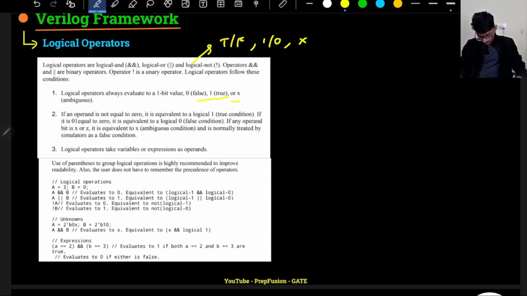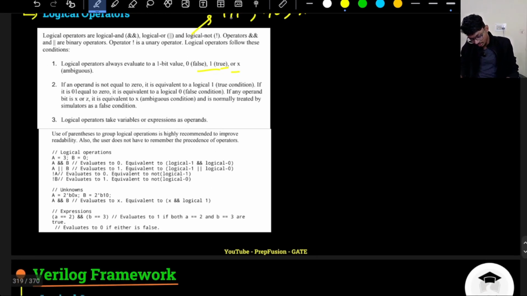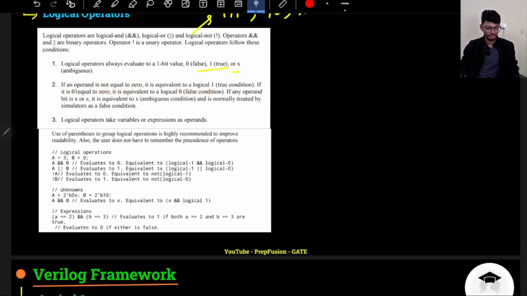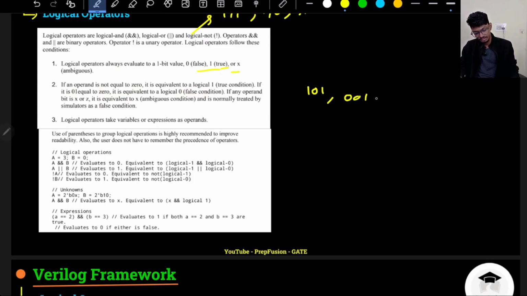Okay, so how do I evaluate? Let's read the rules. If an operand is not equal to 0, it is equivalent to logical 1. So anything, let's say 1 0 1, 0 0 1, 0 1 0, anything that is not 0 0 0, when we apply any logical operation, it will be equivalent to 1. That's it.